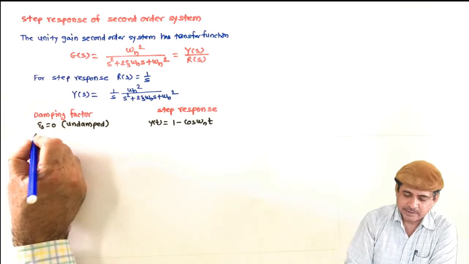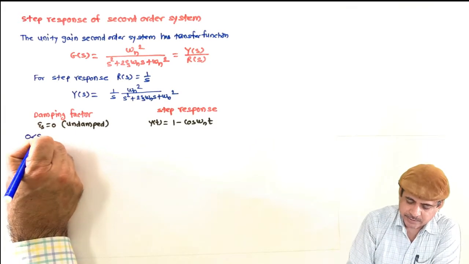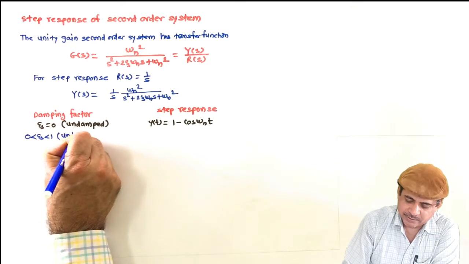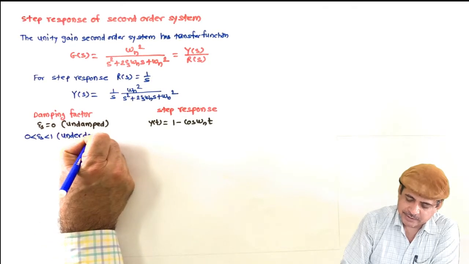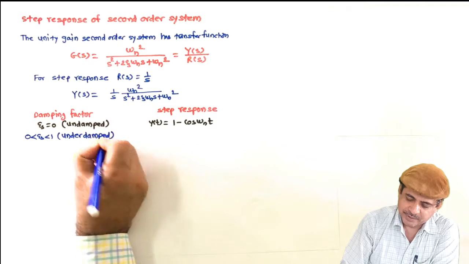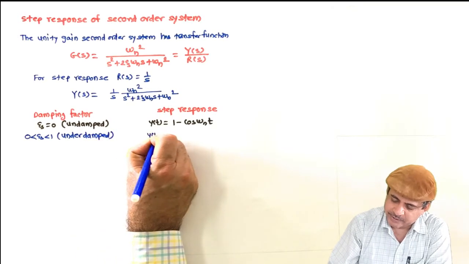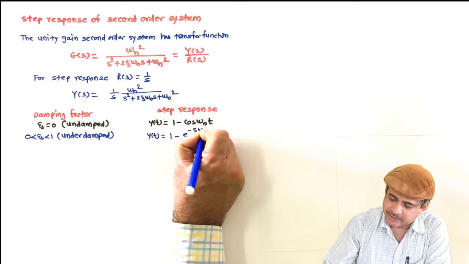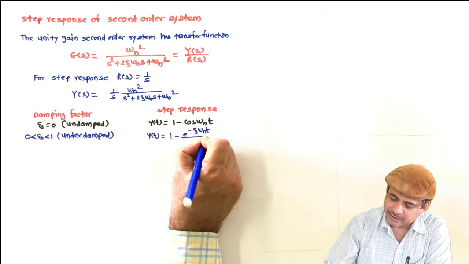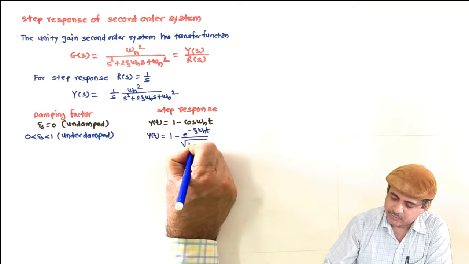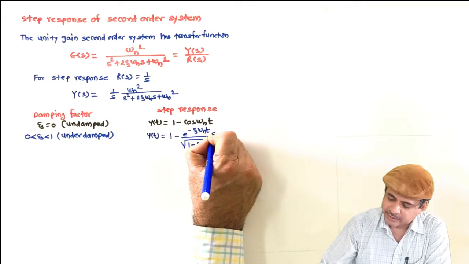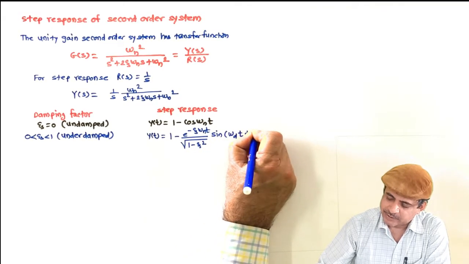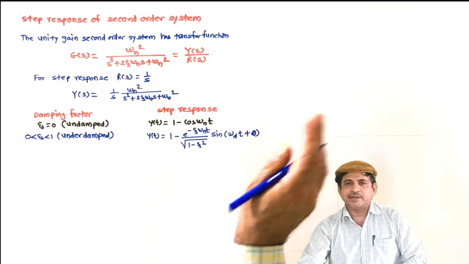Then next is zeta between 0 and 1, which is the most important case, underdamped, and for this the y(t) is given by 1 minus e raised to minus zeta omega n t upon under root 1 minus zeta square into sine omega d t plus theta. What is omega d and theta? We will see it.